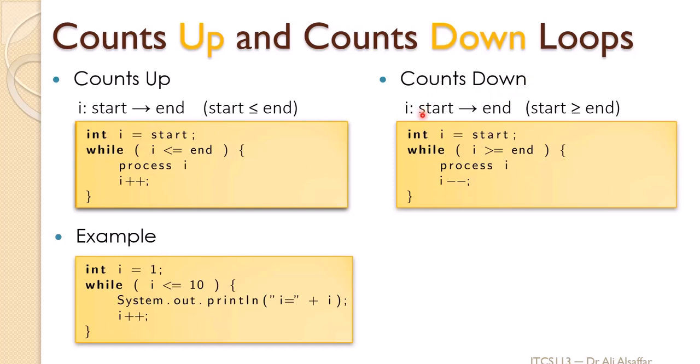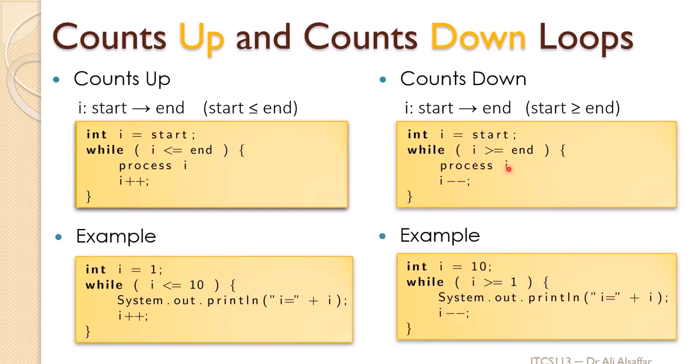Again, we will have a start and an end. But remember, start is greater than end because you are counting down. If you want to go from start to end, and start is always greater than or equal to end, you need to decrease the value of I. As an example here, this loop is also repeated 10 times, but it is not starting from 1 like counting up. It starts from 10, and it goes down by 1 until it reaches 1.